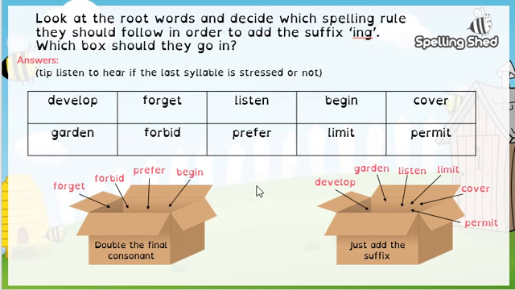So if the last syllable is stressed, then it goes into the double the final consonant. If it's not, we're just adding the suffix. See if you got them right, and if not, say the word out loud again and try and work out why the last syllable would be stressed or not. Does your voice go up in pitch?